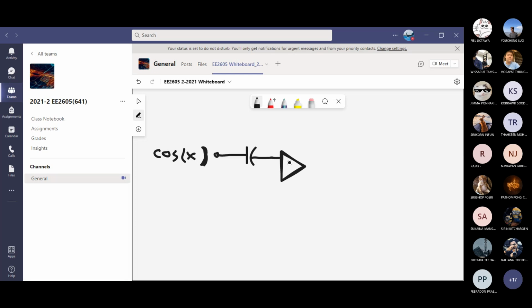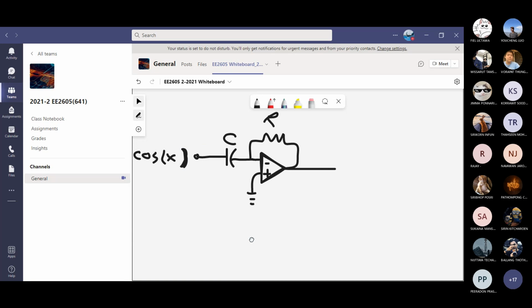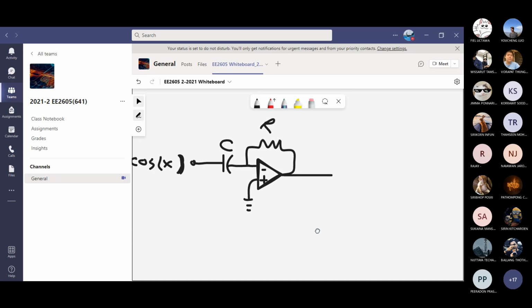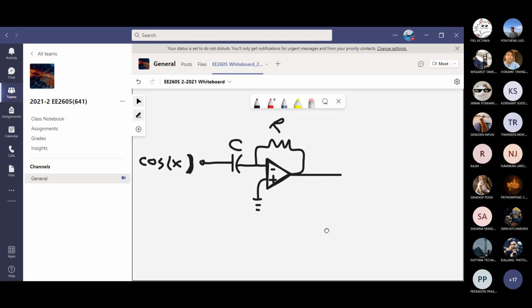I'm going to provide the input at the inverting input. This is non-inverting, ground. What is the feedback element of the differentiator? Resistor. This is R. This is C. Because what is the output equation of the differentiator? Minus RC, minus RC and then d dx of cosine x.